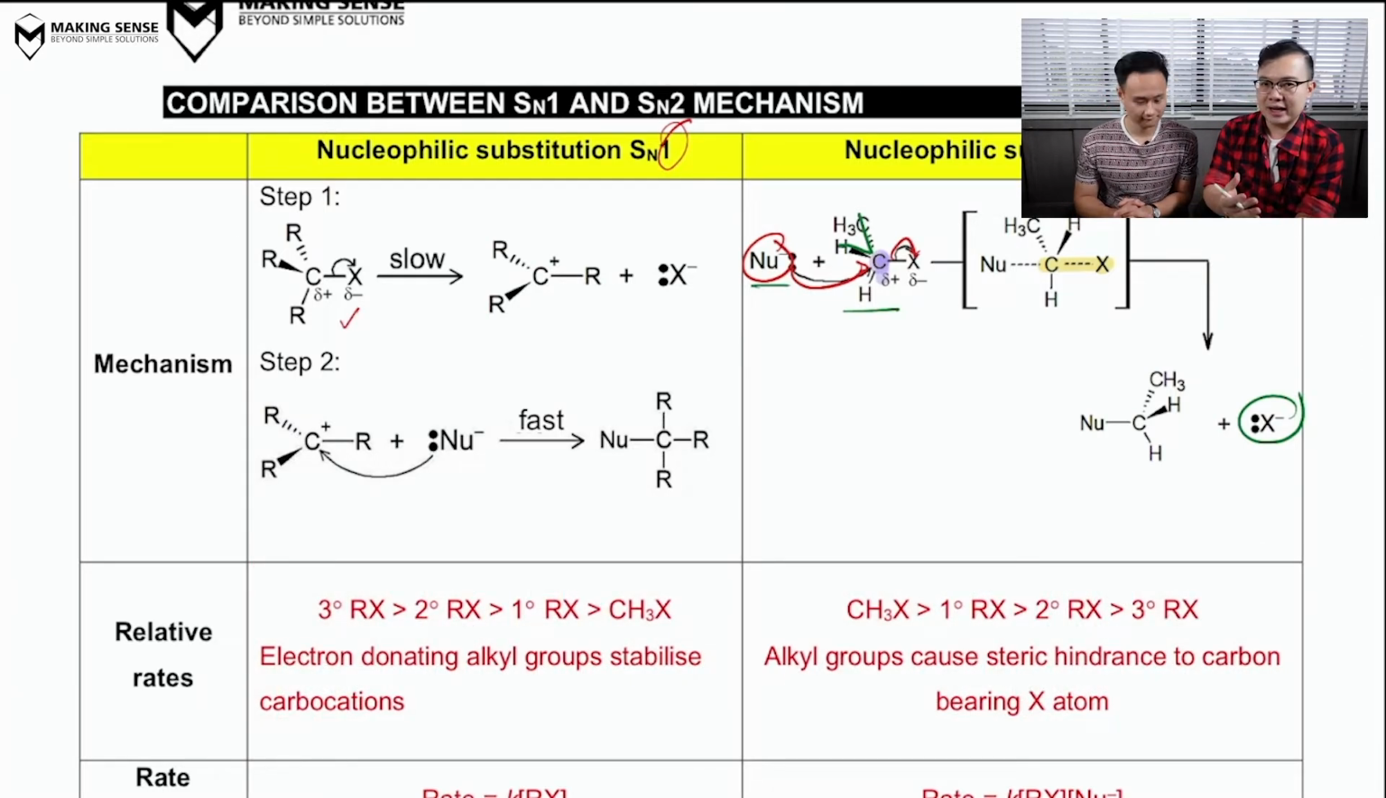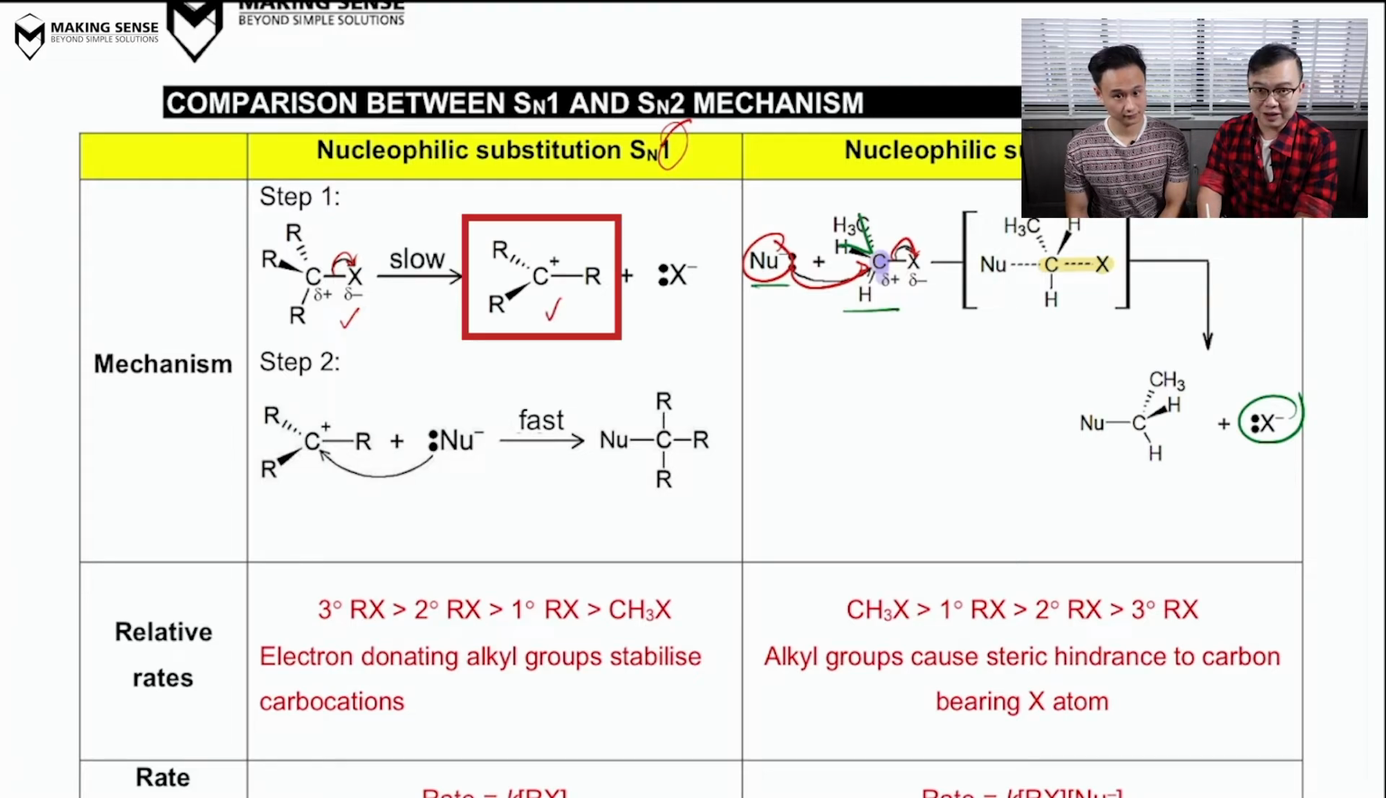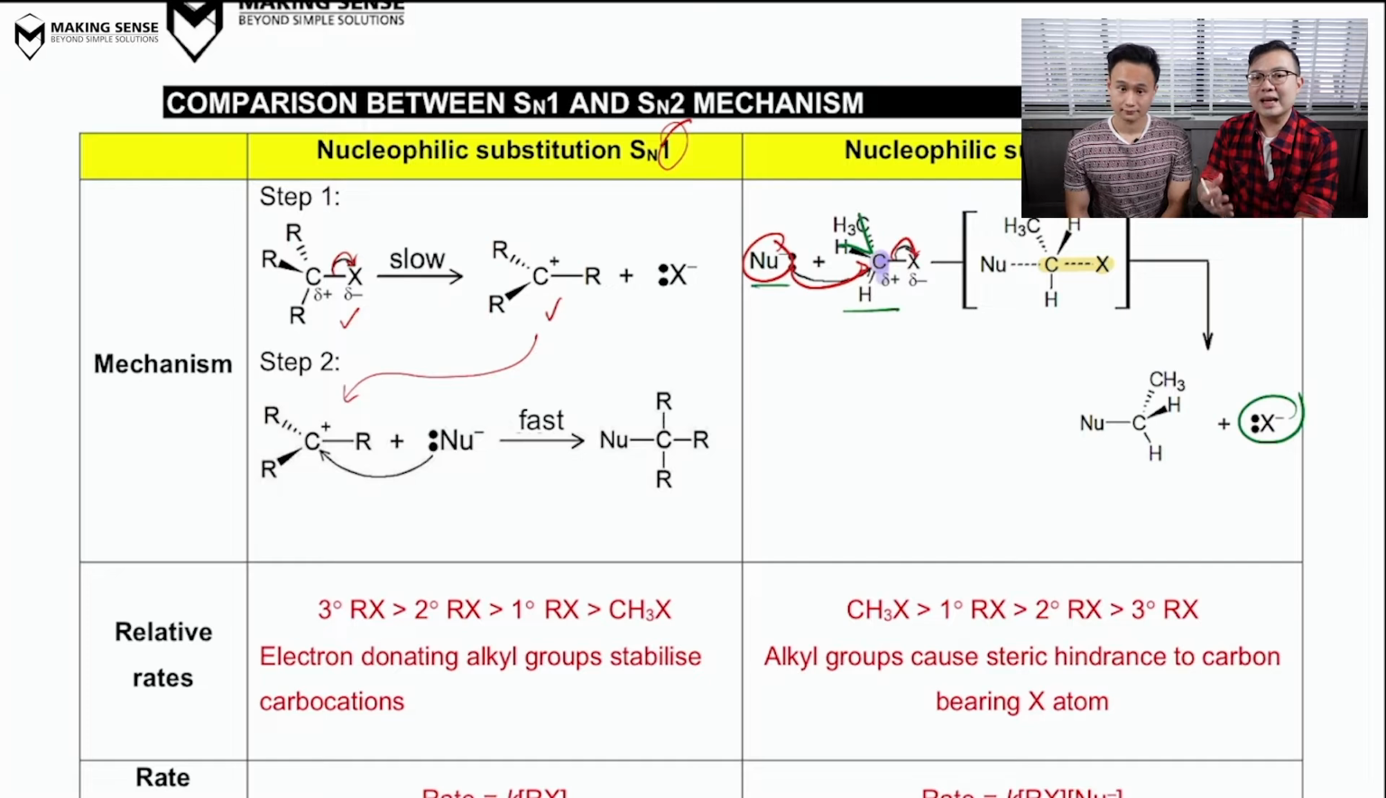So our halogenoalkane, in the presence of heat, is going to undergo a heterolytic breaking. The C-X bond is going to break automatically to release a carbocation. Now this carbocation is going to involve itself in step 2, where it's going to get attacked by a nucleophile to give the product that I want.